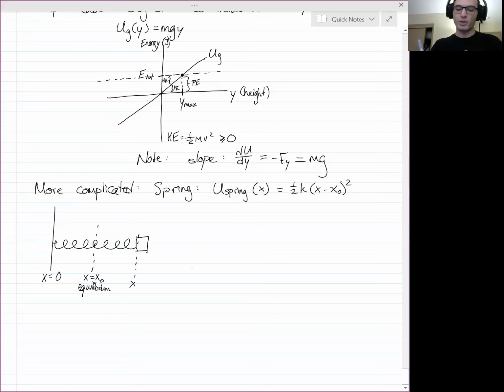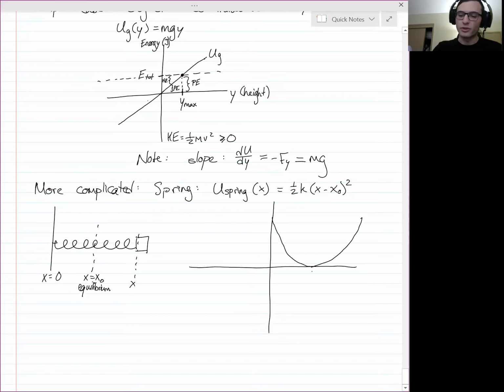The question is, what kind of parabola does it look like? Well, it'll look like a parabola that's shifted over, and I'm going to cut it off. At this place it's x naught. So it's a parabola, but it's shifted x naught units to the right. The reason I'm cutting it off is because the block can't go past the wall, so it's not physical to describe the energy over there.